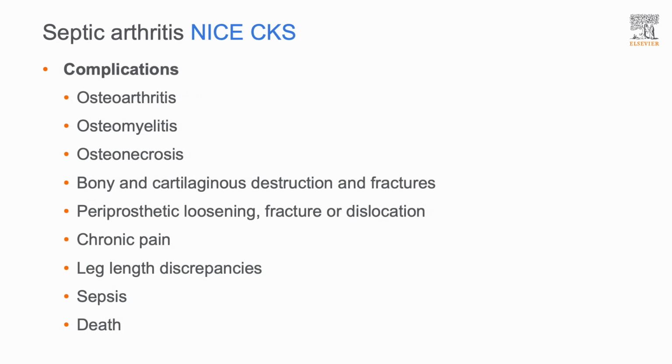Without effective treatment, septic arthritis can result in a number of complications, including chronic osteoarthritis, osteomyelitis with spread of infection to the bone, osteonecrosis or avascular necrosis with compromisation of the bone blood supply, bony and cartilaginous destruction and associated fracture of the bone. In prosthetic joints, it can result in periprosthetic loosening, fracture or dislocation, which may require revision surgery. Chronic pain and leg length discrepancies can develop, and in severe infection, sepsis and death can be the result.